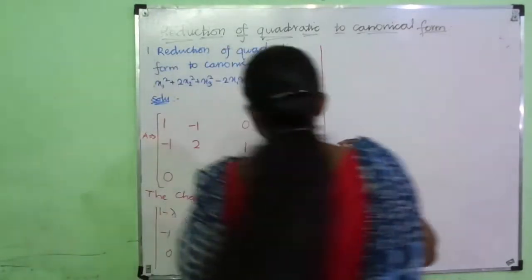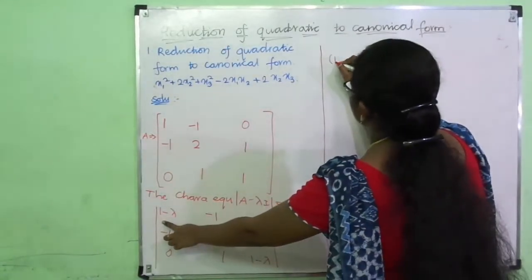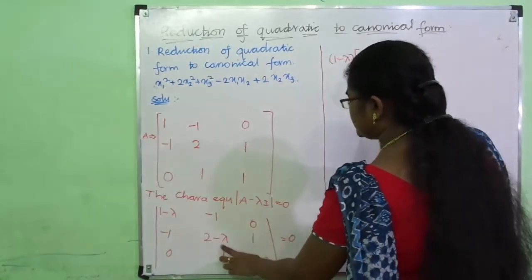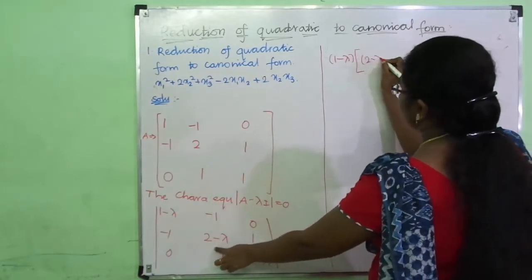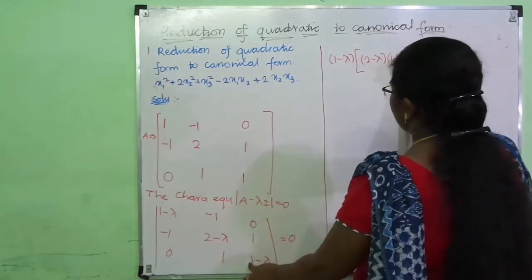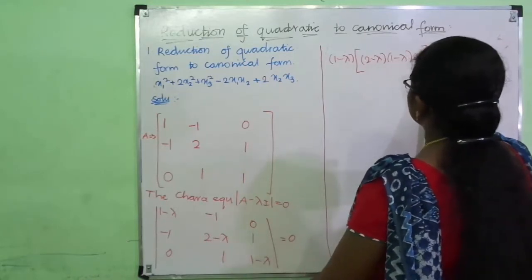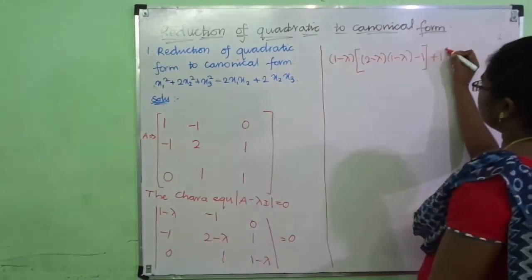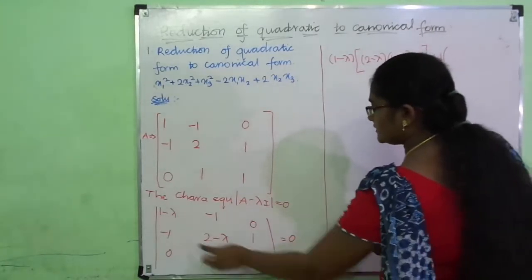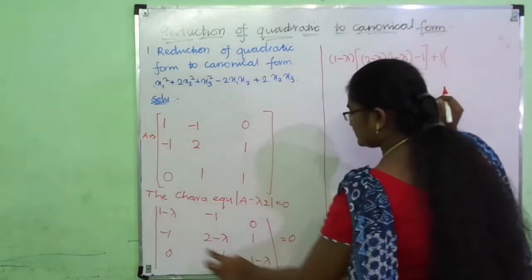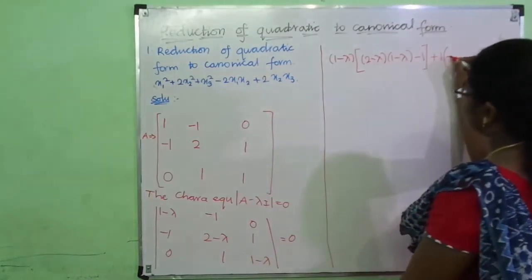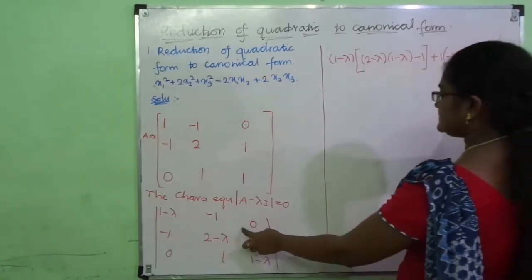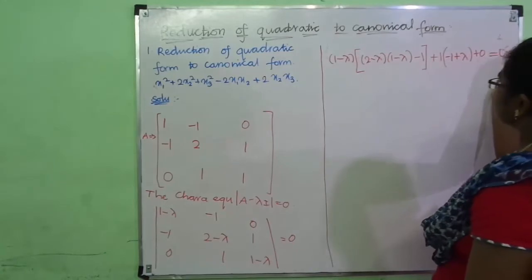Now we are going to find the determinant in the next step. Take 1 minus lambda into, leaving the first row and the first column, cross multiply the remaining elements: 2 minus lambda into 1 minus lambda, minus 1 into 1. Again there is a minus, so plus 1. Leaving the first row and the second column, cross multiply the remaining elements: 0, minus 1 into 1 minus lambda. Minus 1 into 1 minus 1. Minus 1 into minus lambda plus lambda. Plus 0 will be 0, so I am not considering it.